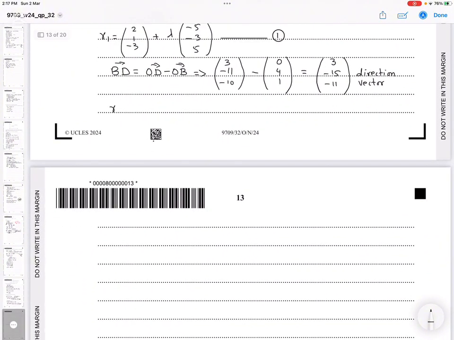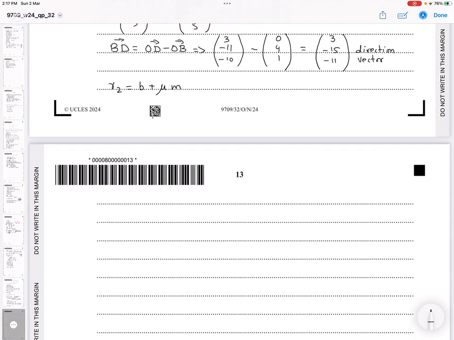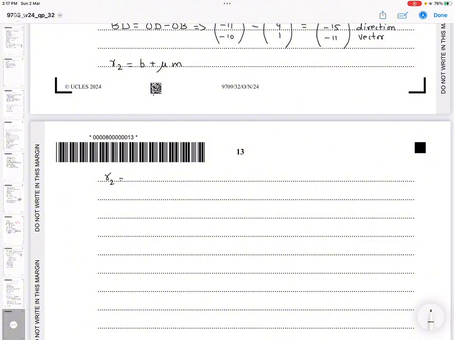Now line BD, make it R2. My fixed point B plus mu times M. My B is my OB. So if I use values in it, my OB is column vector 4, 0, 1 plus mu times direction vector, my 3, minus 15, negative 11. This is my equation number 2.